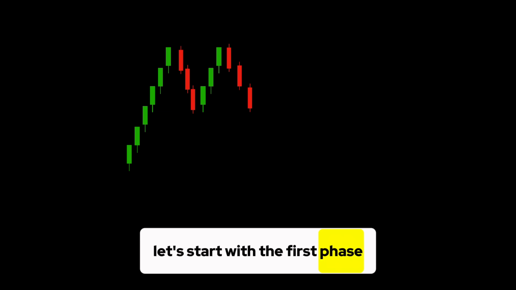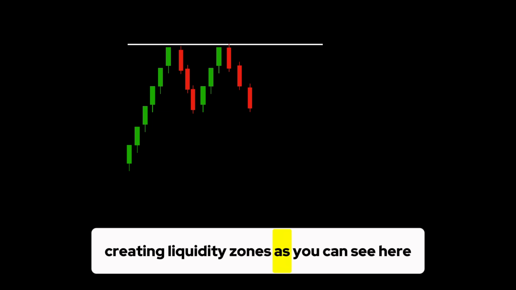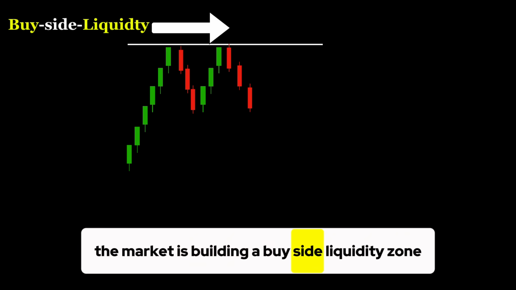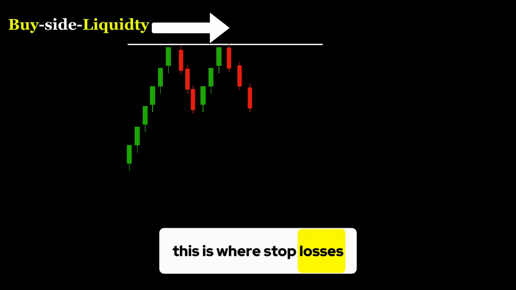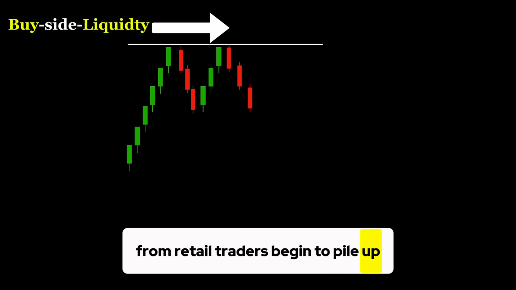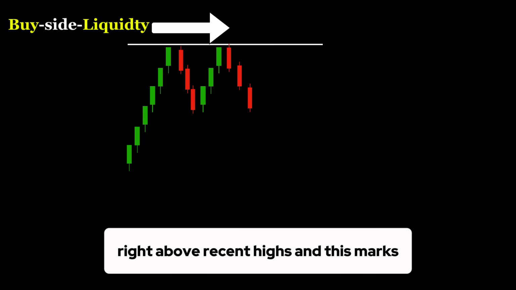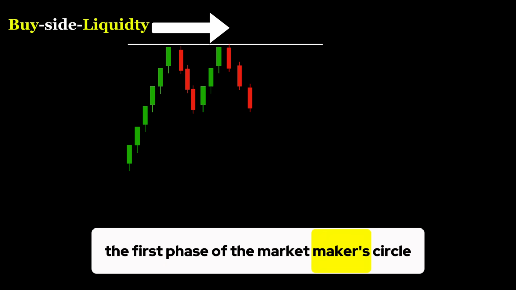Let's start with the first phase, creating liquidity zones. As you can see here, the market is building a buy-side liquidity zone. This is where stop losses from retail traders begin to pile up, right above recent highs. And this marks the first phase of the market maker circle.